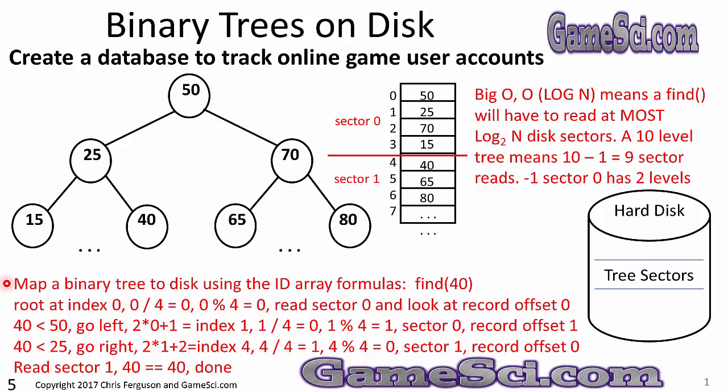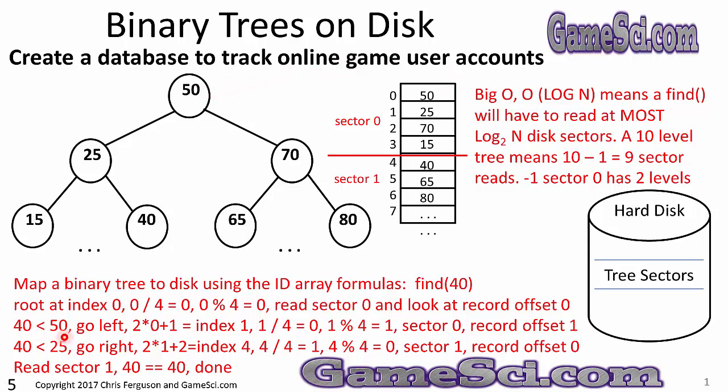Well, how do you locate something in a binary tree? You start at the root and you search down the tree until you find what you're looking for. If we're going to do a find on 40, let's start at the root. The root will be at index 0. 0 divided by 4 is 0. 0 modulus 4 equals 0. We're going to read sector 0 and look at record offset 0. Here we are. Sector 0, record 0, there is the root of our binary tree, the 50.